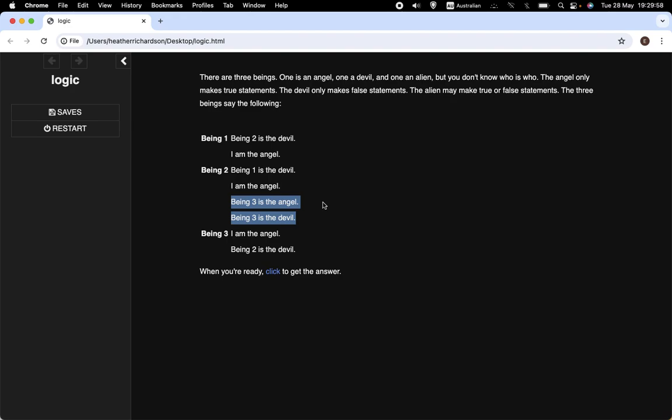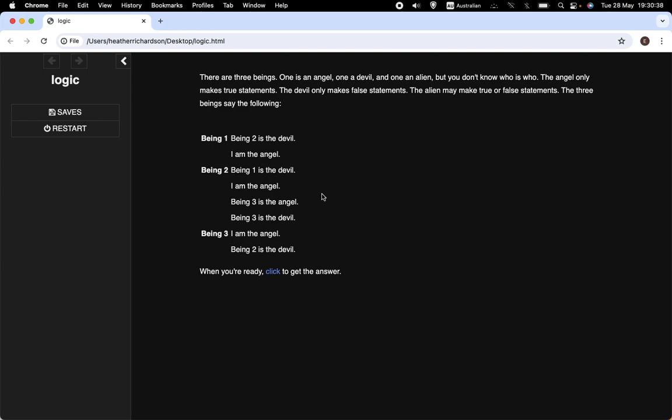This one's really confusing. I'm genuinely doing this live. Okay, so being 2 is definitely not the angel. So how do we work out? Being 2 is definitely not the angel. So one of being 1 or being 3 is the angel. And that means being 2 must be the devil, because both of these beings claim that being 2 is the devil. And if one of them is the angel, one of them must be telling the truth.